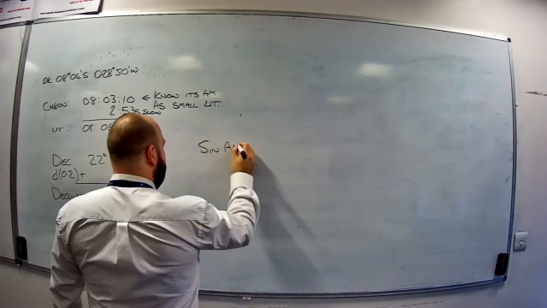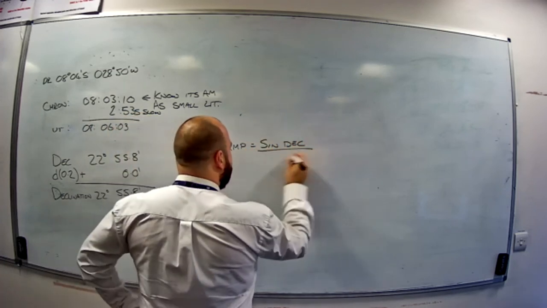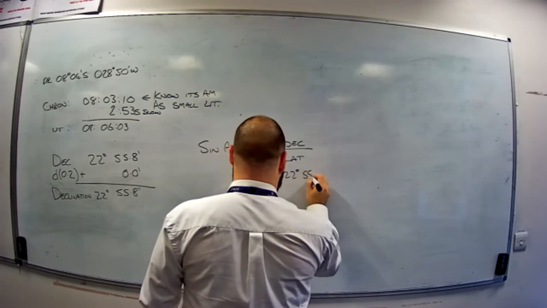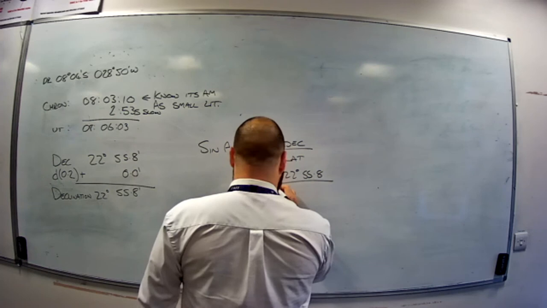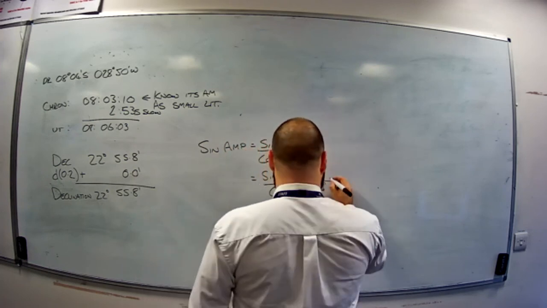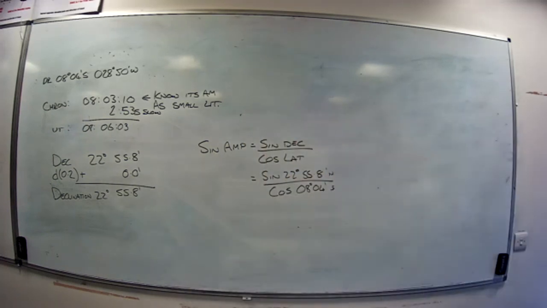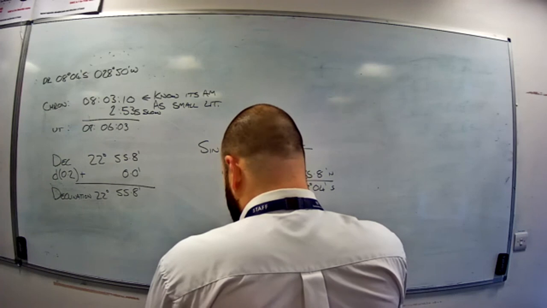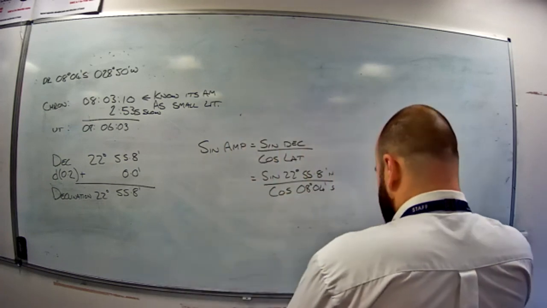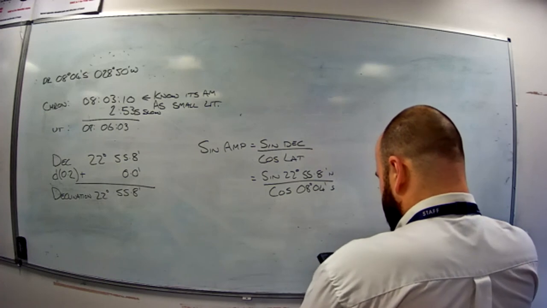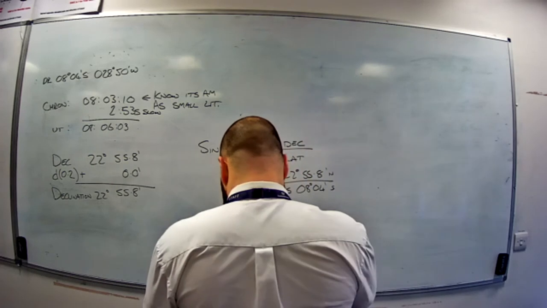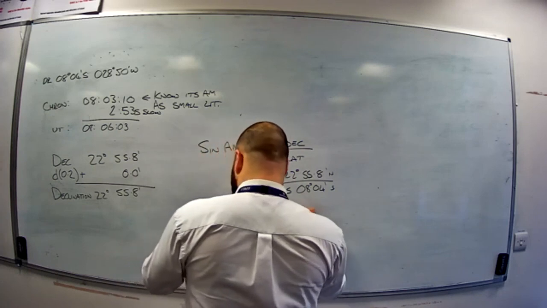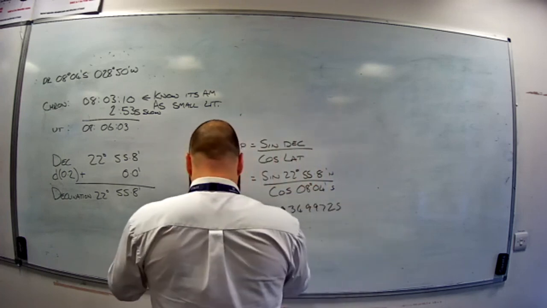Sine amp equals sine dec divided by cos lat. So that's going to be sine dec, which was sine 22 degrees, 55.8, divided by cos 08 degrees 04 minutes. That was north, that was south. It makes no difference apart from when you write it down at the end there. So the sine of 22 degrees 55.8 minutes divided by cos 8 degrees 4 minutes. So the sine amp is 0.39349972 5.